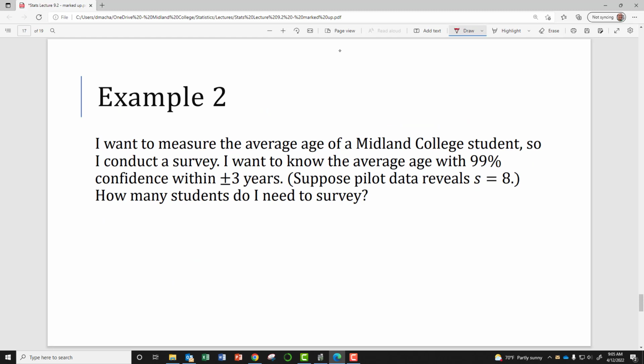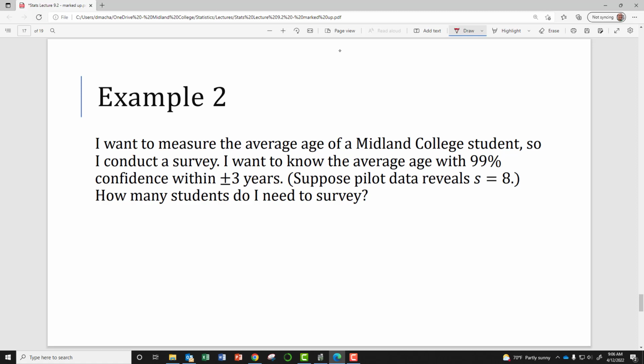Example 2. Suppose we want to measure the average age of a Midland College student, and we know there's like 5,000 Midland College students, so maybe it would be a little bit cumbersome to track down every single student and ask them their age. So instead, we just conduct a survey with a slightly smaller sample size. Maybe we want to sample 100 or 200 students instead.